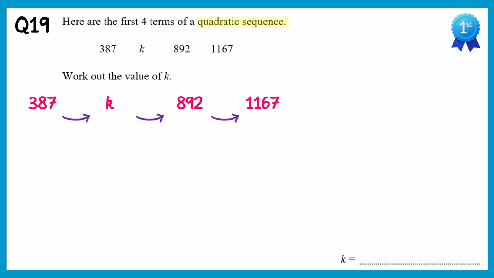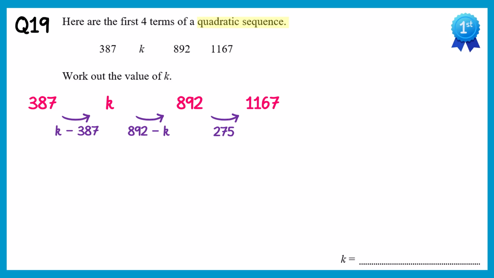Now, since k is not a number here, it might seem like we can't work out the first differences, but we can, it will just be in terms of k. To get the first difference, we would normally subtract the first two terms. The second term is k, and the first term is 387, so we'd do k take away 387. For the next one, we'd do 892 take away k, so it's just 892 subtract k. For the next one, we actually have the numbers, so we can do 1167 subtract 892, which gives you 275.